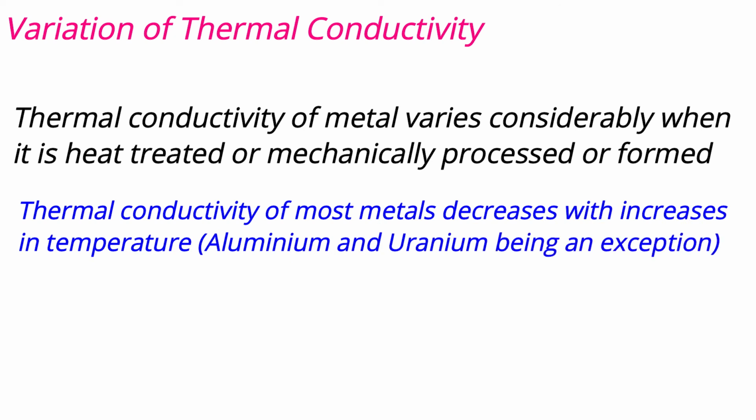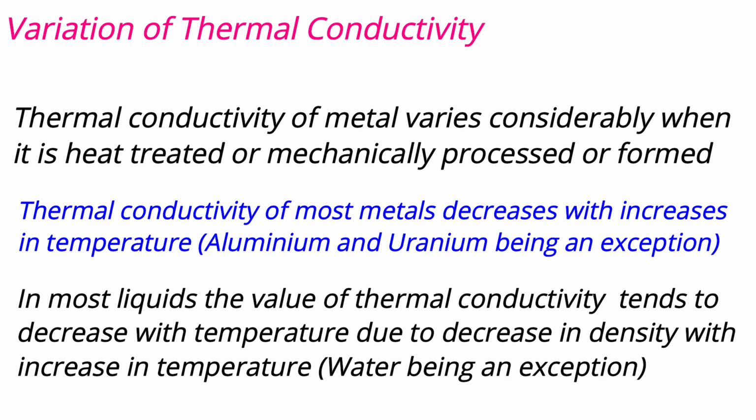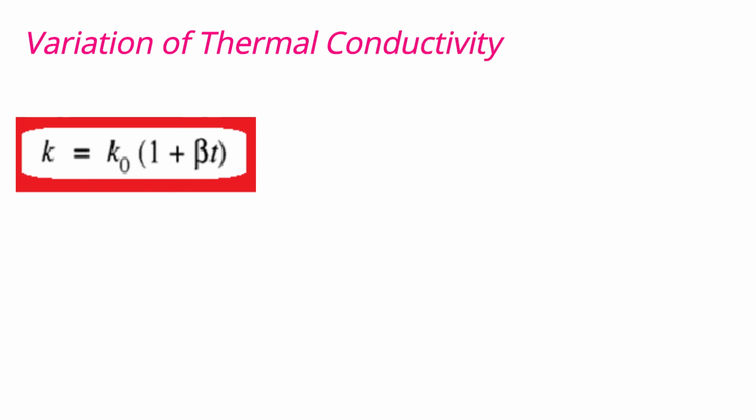Thermal conductivity of most metals decreases with increase in temperature, with aluminum and uranium being exceptional cases. In most liquids, the thermal conductivity tends to decrease with temperature due to decrease in density with increase in temperature. Here also water is an exceptional case. Next point, the dependence of thermal conductivity on temperature for most materials is almost linear. So mathematically it is represented by K equals K0 multiplied by (1 plus beta T).